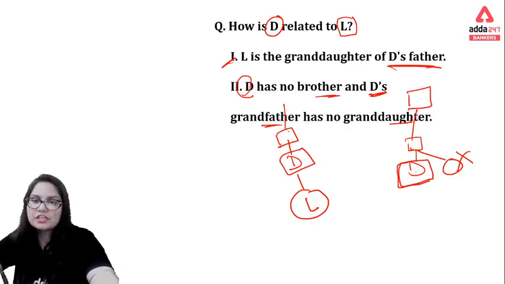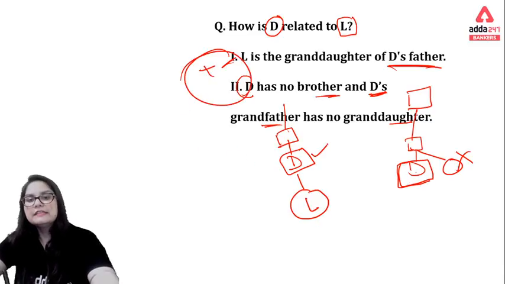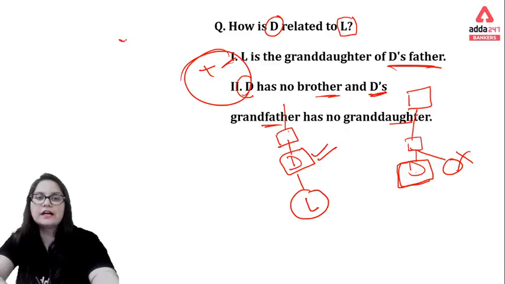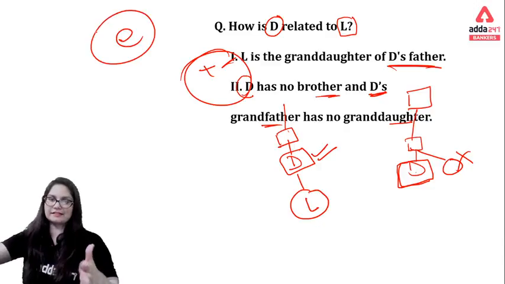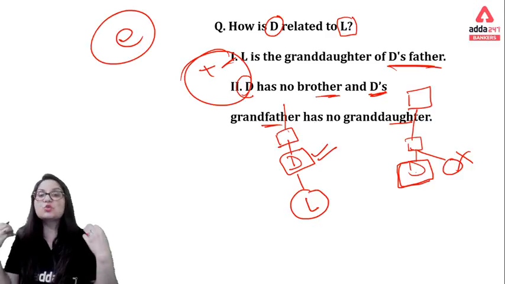So by merging the first and second statements we are able to identify the answer. D is the father of L. That means again option E is the right answer. Now you can see how easy data sufficiency is, so easy.